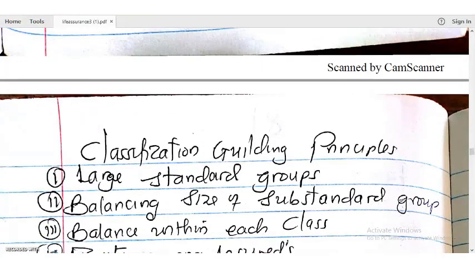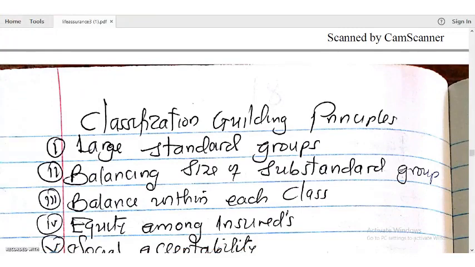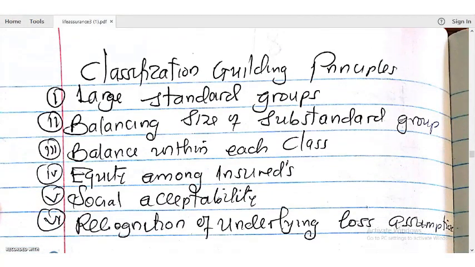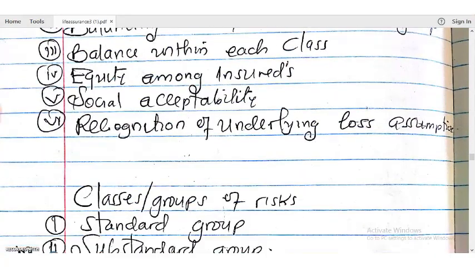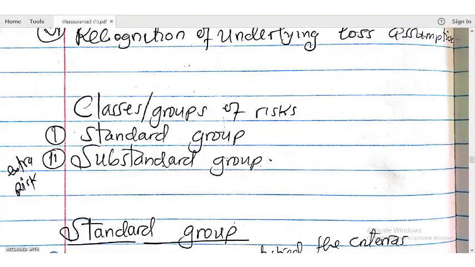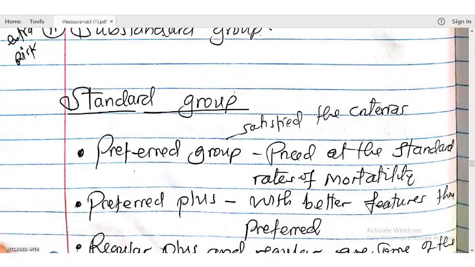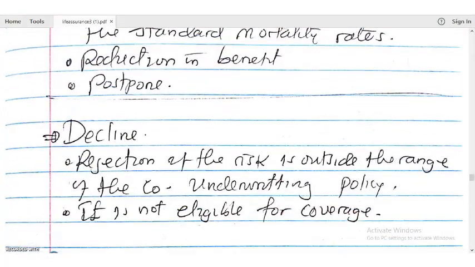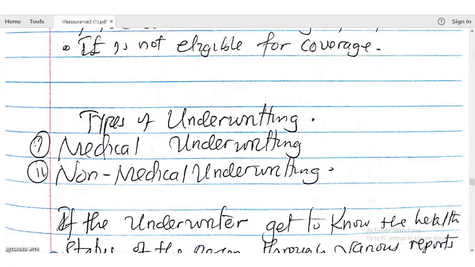Classification guiding principle, large standard group, balancing size of substandard group, balance with each class, equity, social capacities, classes of group of least, not important, substandard, decline. Types of underwriting. So types of underwriting, we have medical underwriting, non-medical underwriting as well.